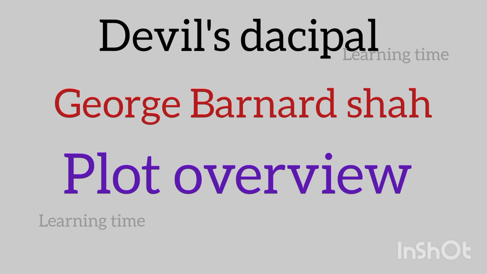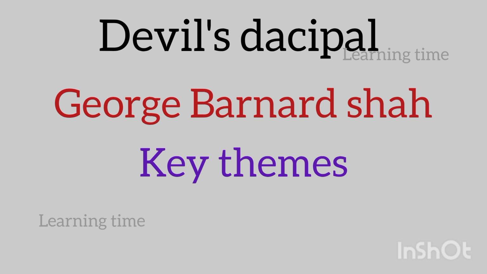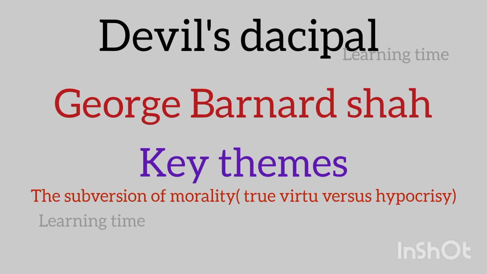At the gallows, just as the noose is tightened, Anderson arrives. Not as a preacher, but as a commander of the local militia. He negotiates a British retreat and Dick's release. Key themes. 1. The subversion of morality. True virtue versus hypocrisy. Shaw contrasts the rigid, cold religious orthodoxy of Mrs.